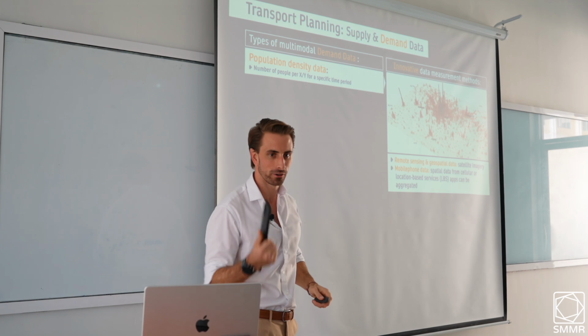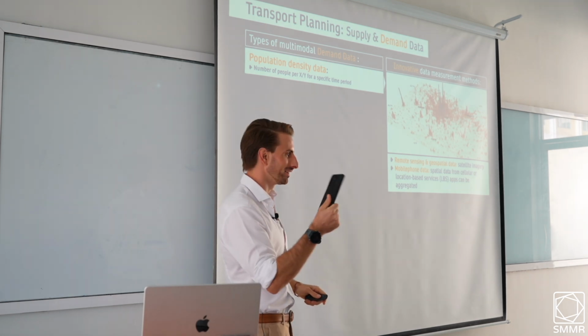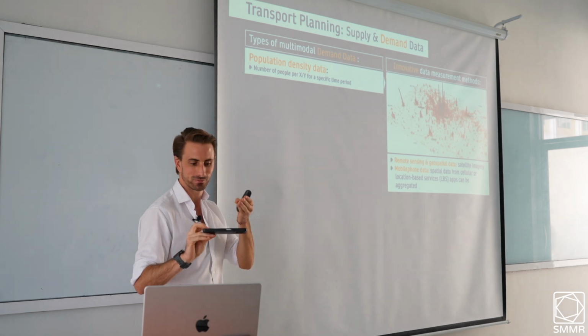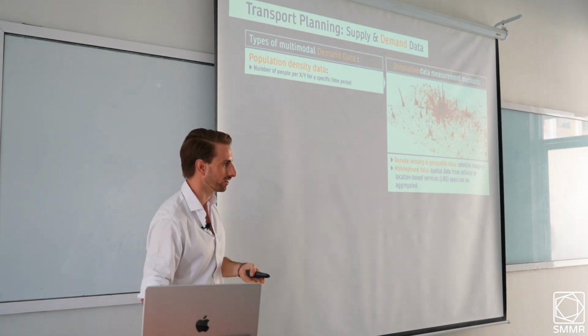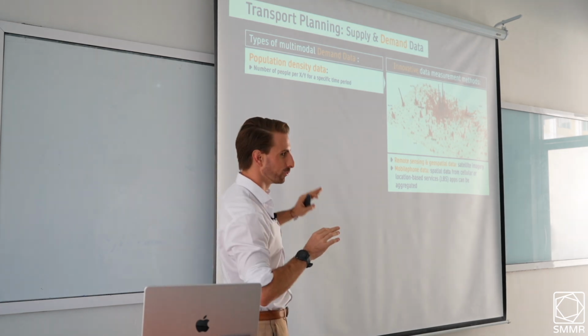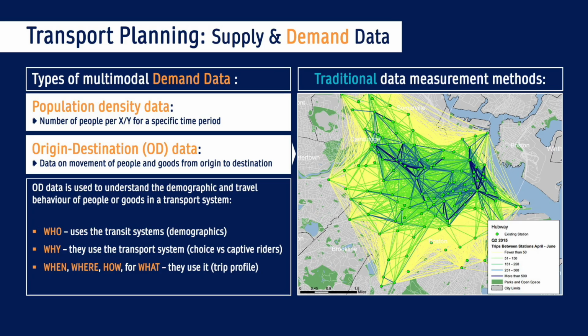It's quite incredible. We all have a data generating device that has a lot of geospatial and personal information. And if we can harvest it ethically, we can use it in very interesting ways for planning. We don't just need population data. We want to know where people are going to and from. That's fundamental to transport, and that's called origin destination data.